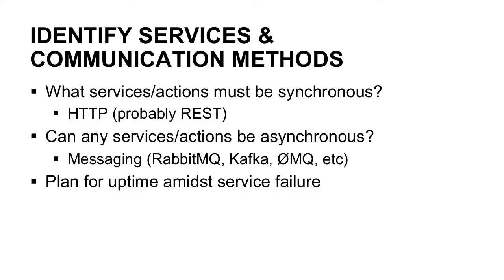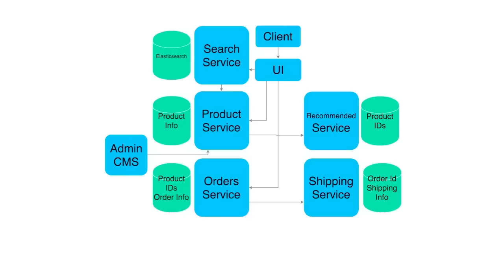Also, once you've identified communication, you want to plan for uptime amidst service failure. This is a huge opportunity if you take advantage of it with microservices. Let's go back to our example again. In this example, shipping really has nothing to do with our client's user experience, so we could make it asynchronous. Orders could either fire off an asynchronous event to shipping, or they could post to a messaging queue that shipping works off of. And remember, we're talking about planned downtime as well.